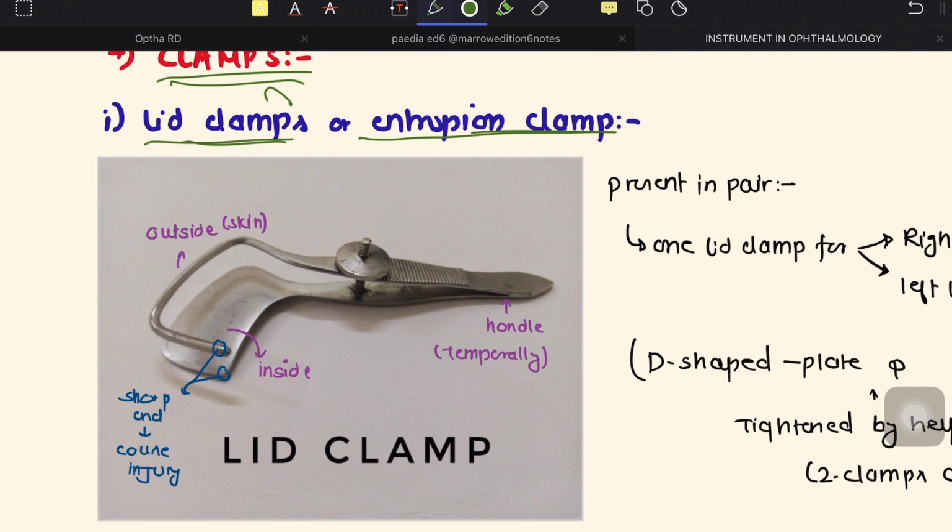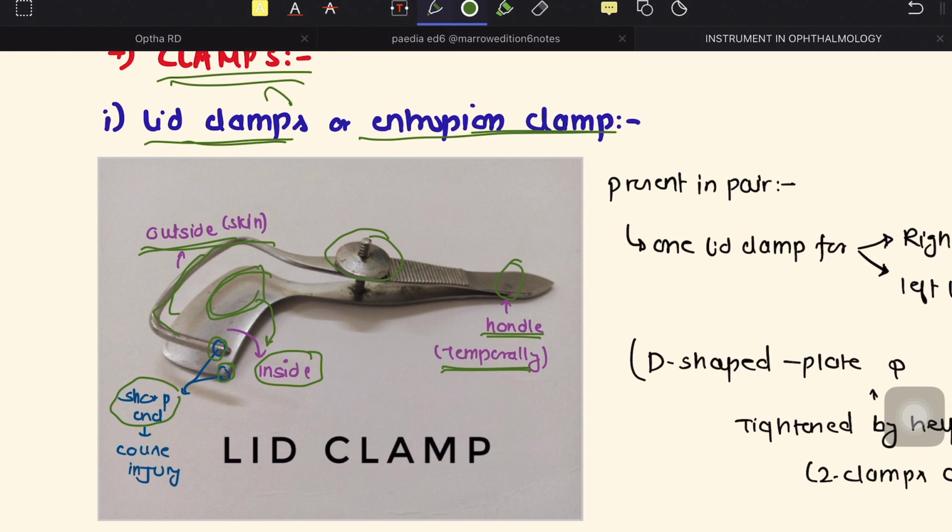So we can see this is the diagram of a lid clamp, where you can see that there is a handle, and this handle is kept on the temporal side, and it also has a clamp-like mechanism, and it has a plate as well as a rim. So it has a D-shaped plate and a U-shaped rim, as we can see in this diagram. The D-shaped plate is kept inside on the conjunctival side, whereas the outside U-shaped rim is kept on the skin side. And the next thing I would like to say is that, as you can see at the end, this end is very sharp, and because of this sharp end, if you are not using it correctly on the eye where it is meant to be used, then it can also cause injuries.